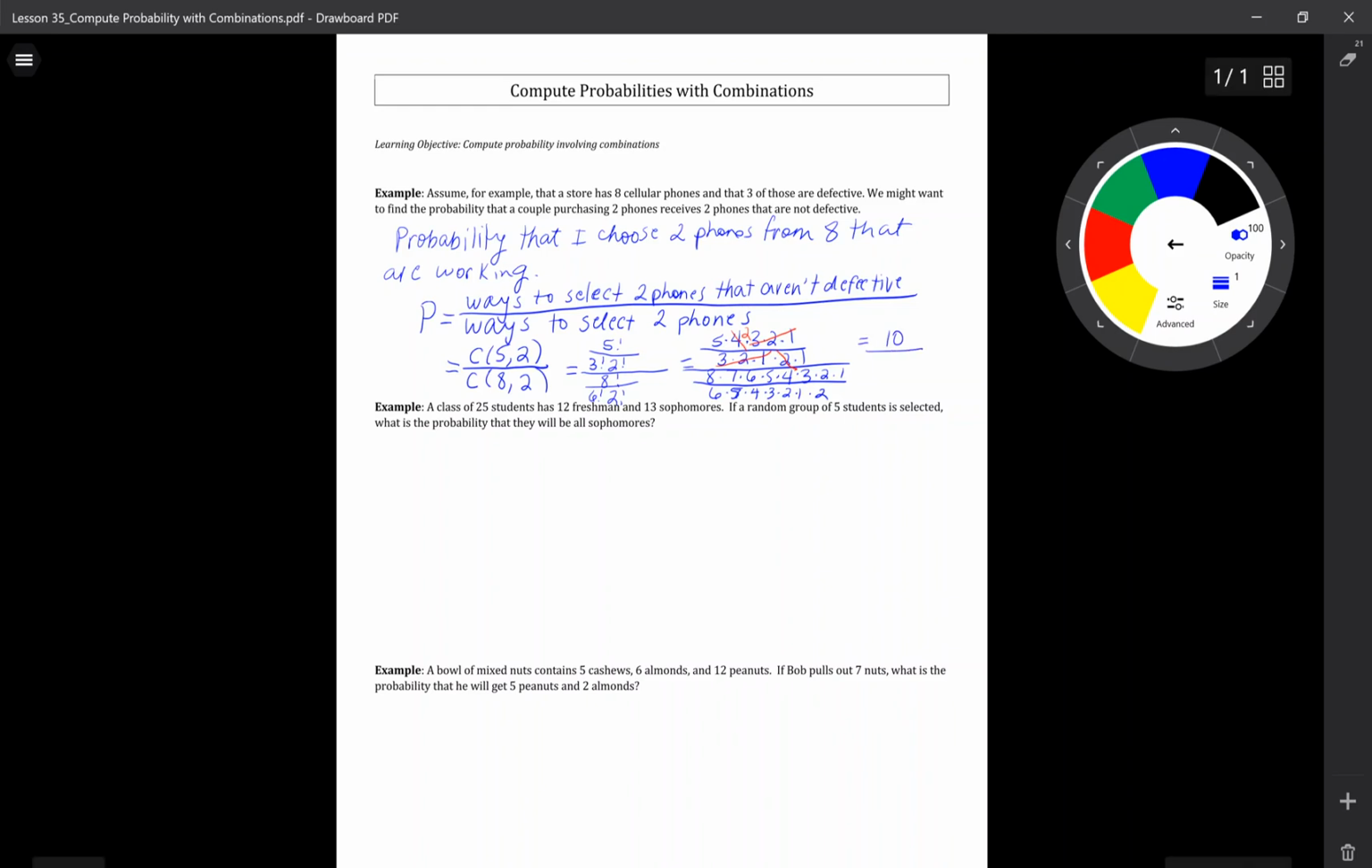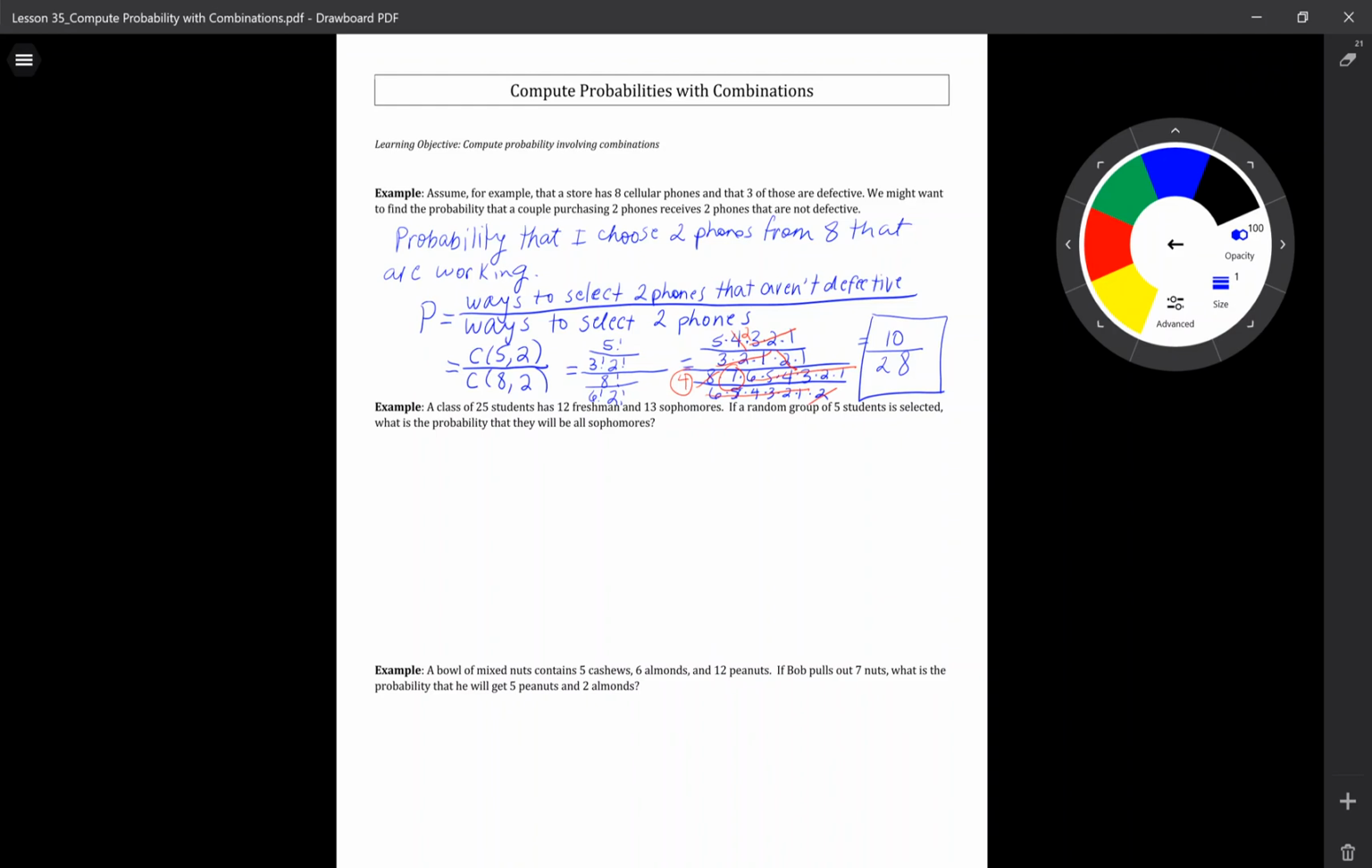And what about the bottom? Well, I can cancel the 6, 5, 4, 3, 2, 1. So I am left with 8 times 7 on the top. If I cancel out this 8 with this 2, I'll be left with 4. So I have 4 times 7, which is 28. So the chances that I select 2 phones that aren't defective is 10 out of 28, which is not really a great chance, so I would go to a different phone store.